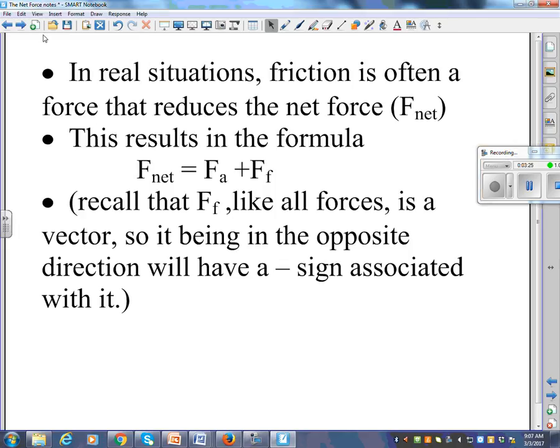In real situations, friction is often a force that reduces the net force, F net. This results in the formula F net equals Fa plus Ff, which is really just F1 plus F2, because there's only two forces. But I've relabeled the 1 and 2 with applied and friction force. That's all it really is. And recall that Ff, like all forces, is a vector, so it being in the opposite direction will have a negative sign associated with it. So I like to write Fa plus Ff, but then put the Ff in brackets and make the Ff actually negative, because if you put Fa minus Ff, it kind of implies that it's a different formula. Does that make sense? So let's write it like that.